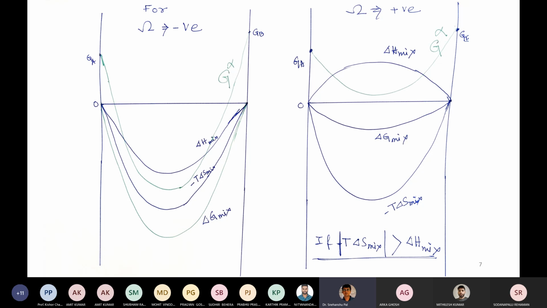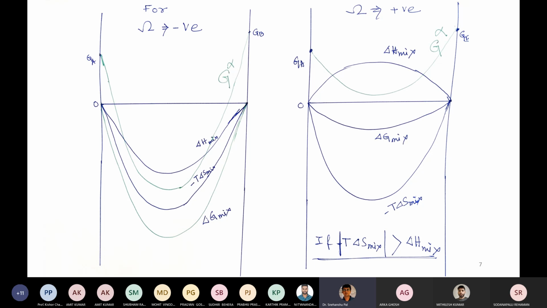We already discussed a few classes ago that minus T del S should be very negative. And if you add these two things, you are going to get del H mix negative. And if you consider the G_A and G_B and calculate the G alpha, then you will get such a kind of curve for the Gibbs free energy. This is very simple.